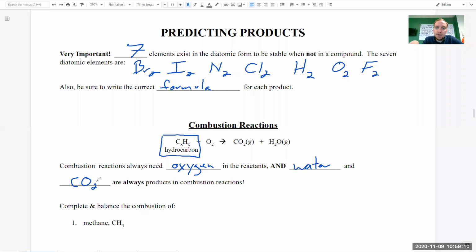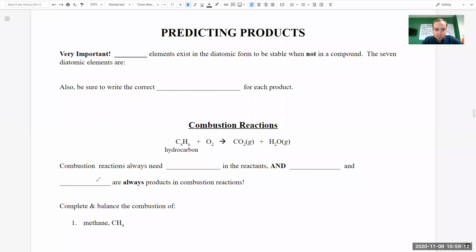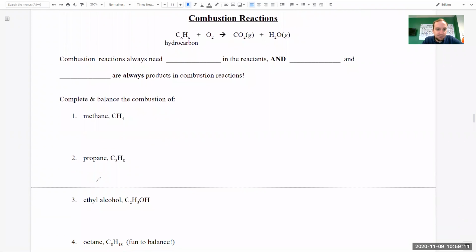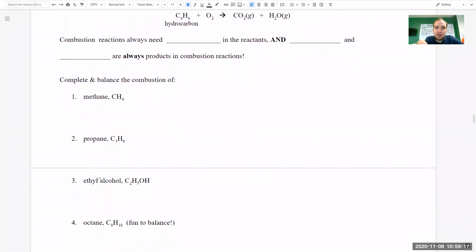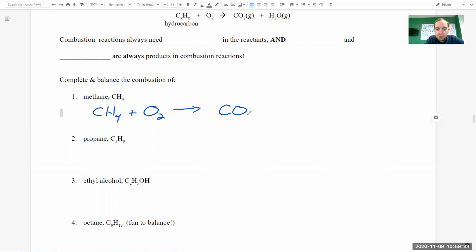So let's go ahead and try to complete and balance the combustion reactions of some of these, okay? I'll do some, I'll let you guys do the other ones. So to start off with the easiest one, we have methane. Methane, it tells us, is going to be CH4. Then I know if it's going to be a combustion reaction, I must have oxygen in order to burn. Then I'm going to have two products, CO2 and water. Again, it does not matter what order I put the products, carbon dioxide, water, or water and carbon dioxide. It's the same exact thing, right?